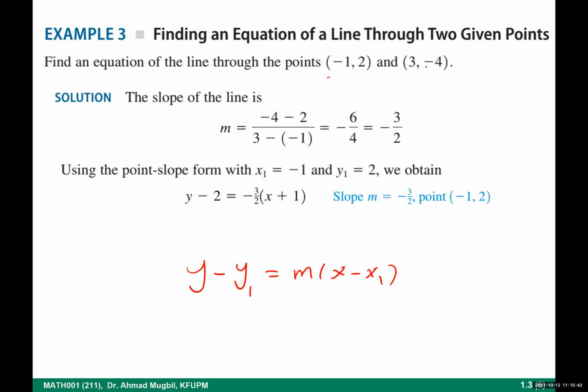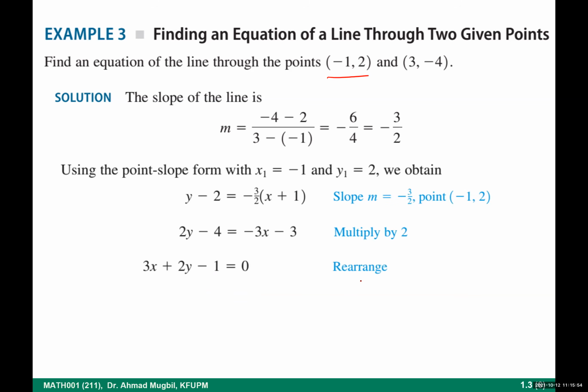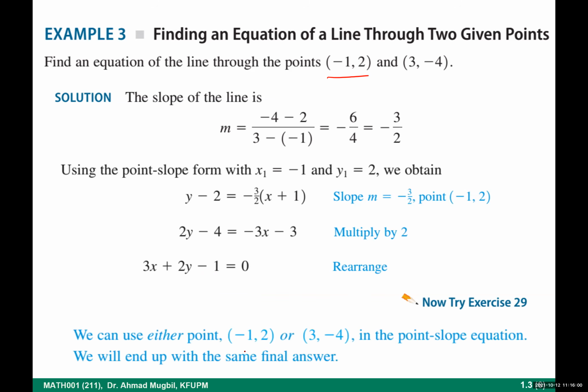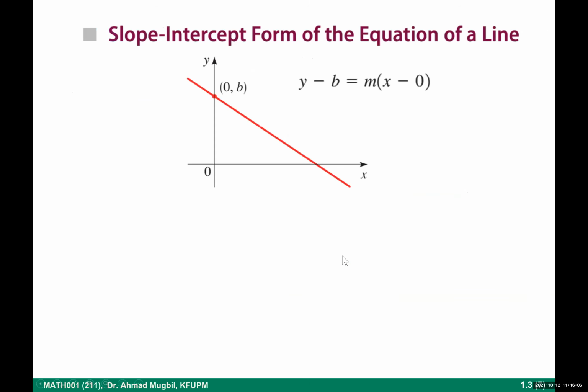Exactly. He chose -1 and 2. Now this is written in the slope-point form. You can of course multiply both sides by 2, then move all the terms to the left-hand side to have it in the standard or in the general form. Again, whether you use the first point or the second, it will be the same.